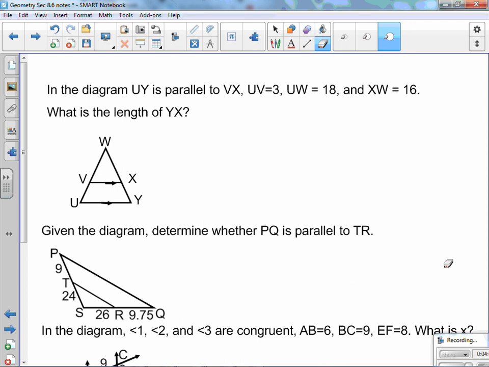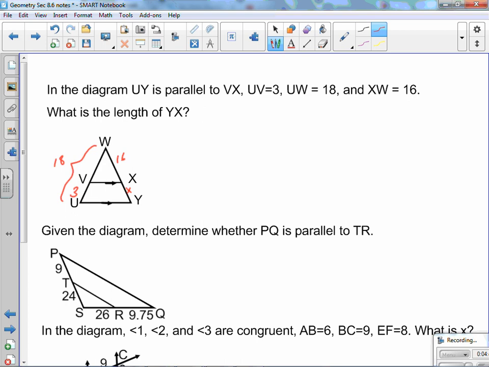And some examples here. In the diagram, UI is parallel to VX. So these two lines, VX and UI, are parallel. Tells us that UV has a length of 3. UW, the whole side over here, is going to be 18. XW is 16, and we want to find the length of YX. We don't know what YX is, that's our X, so to speak.